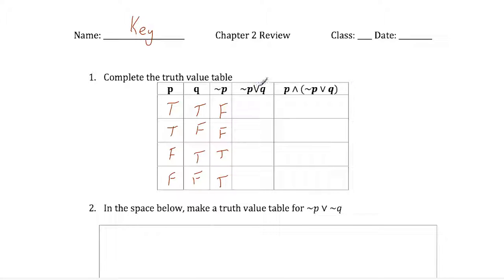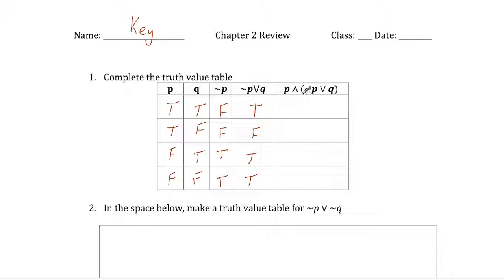This is not P or Q, so it's going to be not P or Q. So if it's true or false, it's always going to be true. If it's false or false, it's going to be false. If it's true or true, it'll be true. And if it's false or true, it'll be true. This is not P or Q, just as this.